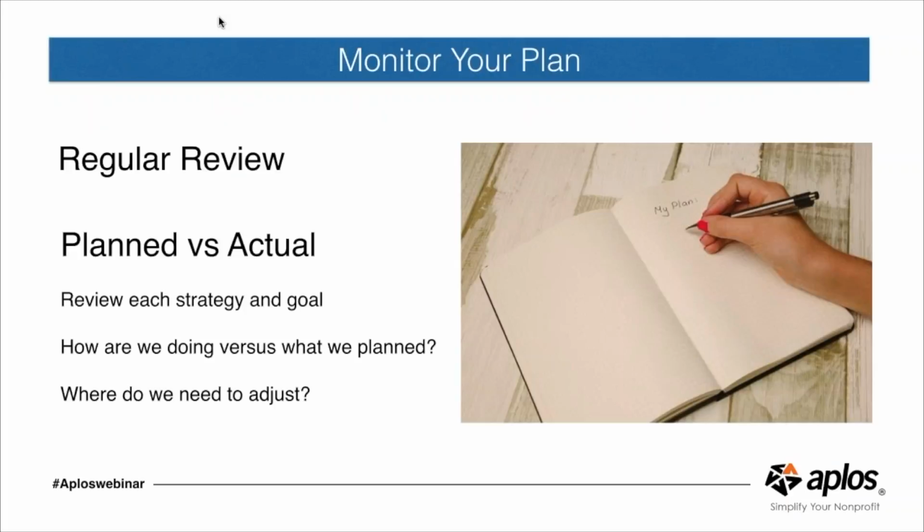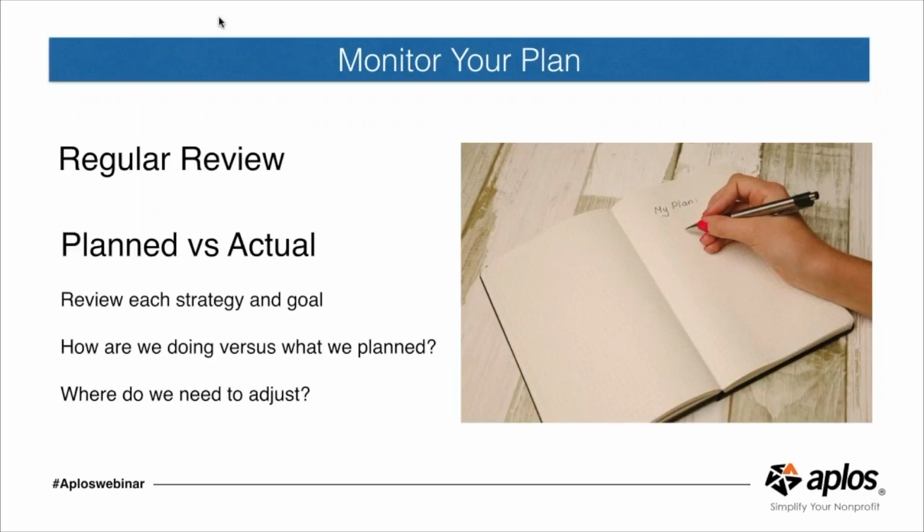So, regular review. It's important that you not just have a plan on paper and bury it. In this day and age, with Google Docs and, here at Aplos, cloud-based shared services, we can look at each other's projects and things like that. So it's a great way to have access and look at things regularly. Review each strategy and goal. How are we doing versus what we planned? And please know it's okay that things change. Everything doesn't always go exactly as planned, but are you prepared to make changes? And where do we need to adjust along the way?